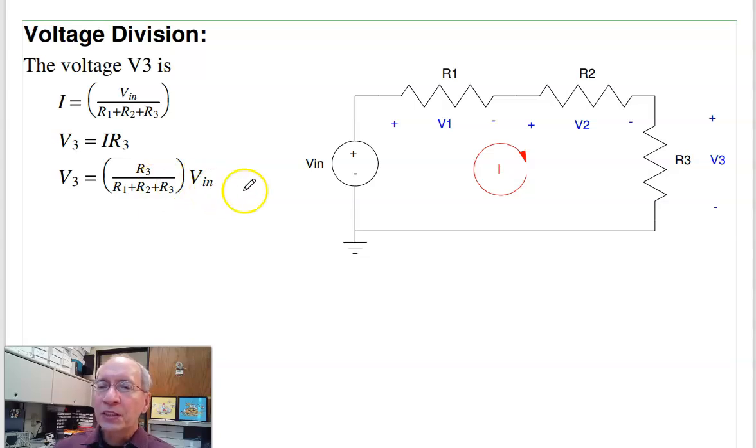If you forget that equation, think about the extremes. If this is 0 ohms, I should get 0 volts. If this is 0 ohms, that works, so that's consistent.